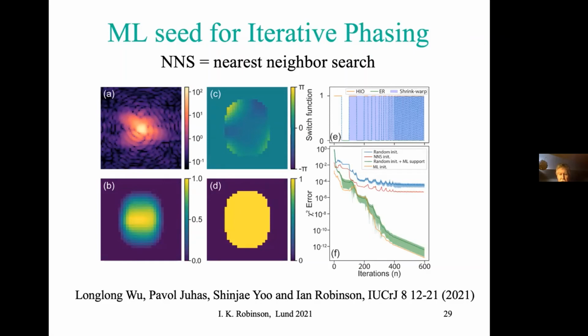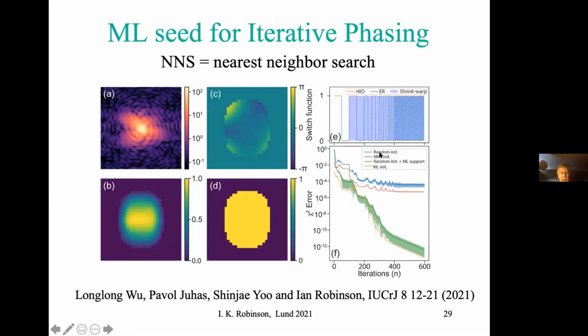This is all iterative phasing, but if you just start the iterative phasing from random numbers with no machine learning, you get this sort of response. The chi-square drops to a good number. This is perfect data, so chi-square should be 0 if it's a perfect fit, but it seems to hang out at about 10 to the minus 4.